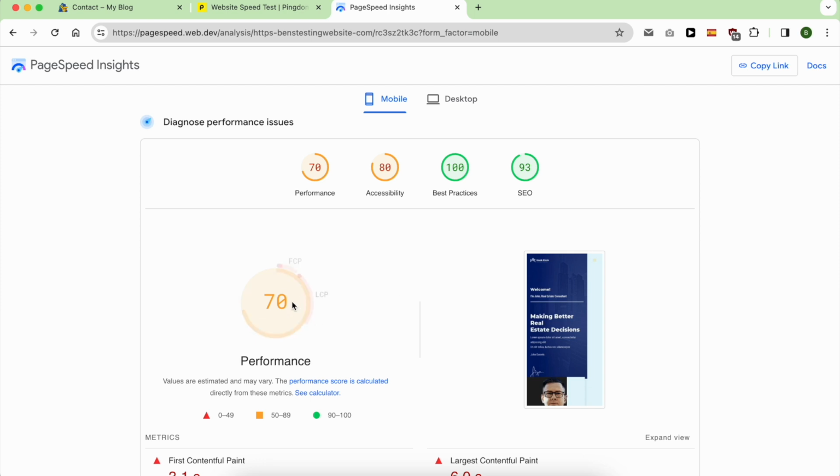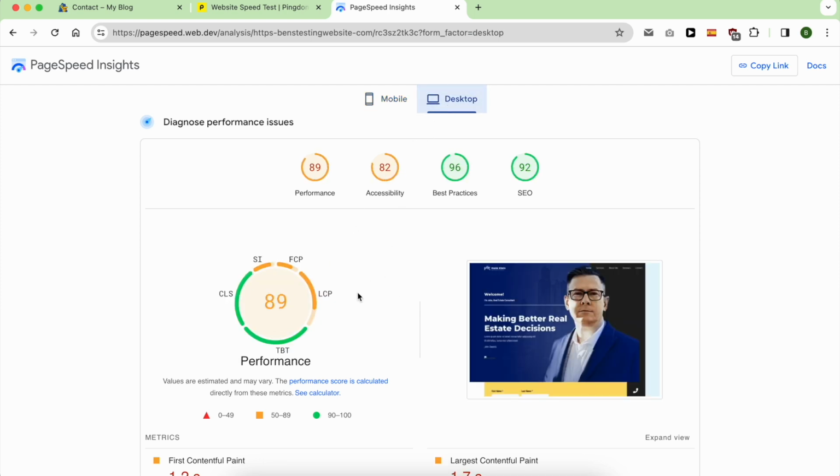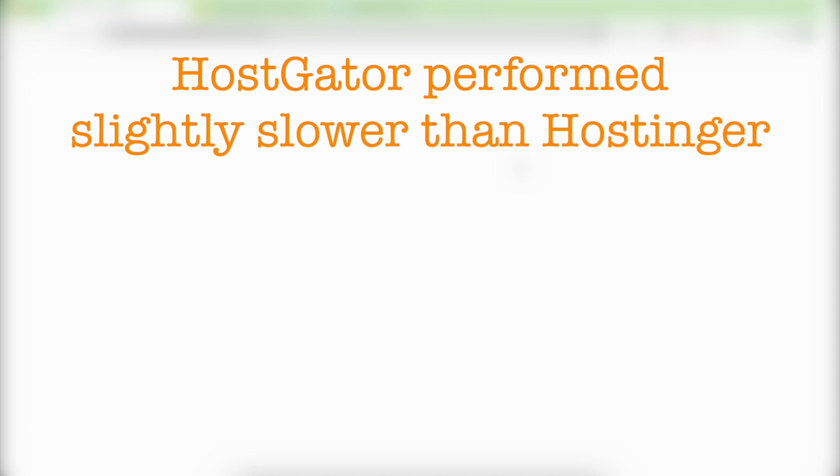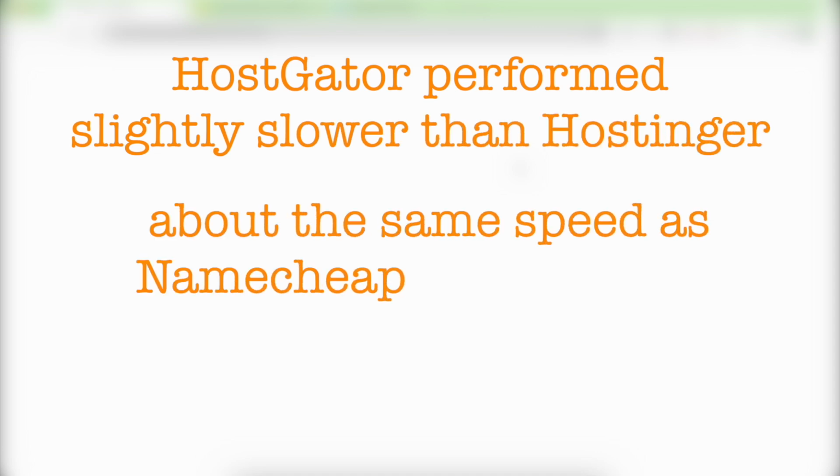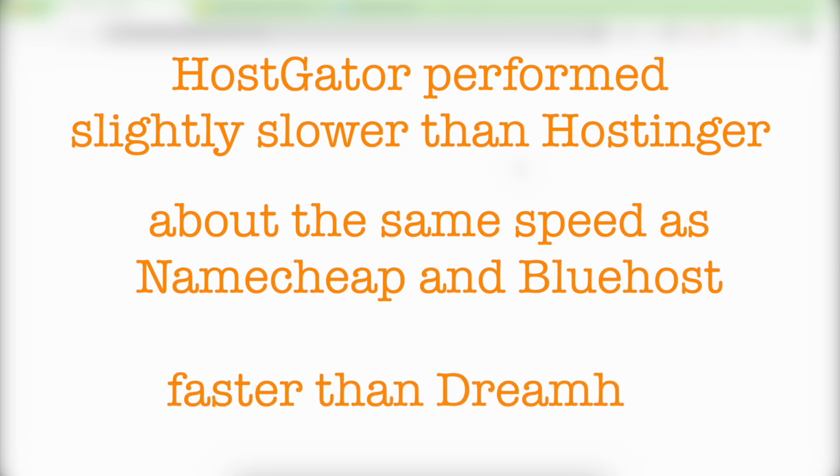Additionally, I ran the website through Google's PageSpeed Insights, which provided scores of 70 for mobile and 89 for computer. Compared to other web hosting providers, HostGator performed slightly slower than Hostinger, but about the same speed as Namecheap and Bluehost. And compared to DreamHost, it was faster. Based on my findings, I am overall satisfied with the performance of my WordPress site on HostGator.